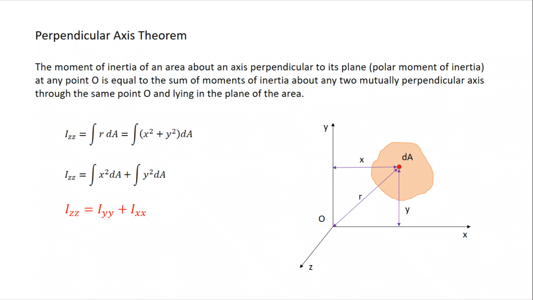The integral of x squared dA and the integral of y squared dA are, as we know, the second moments of inertia. So IZZ is equal to IYY plus IXX. Simplifying again: the moment of inertia about the z axis, which is perpendicular to this plane, is equal to the moment of inertia about the x axis plus the moment of inertia about the y axis. So this is the perpendicular axis theorem.